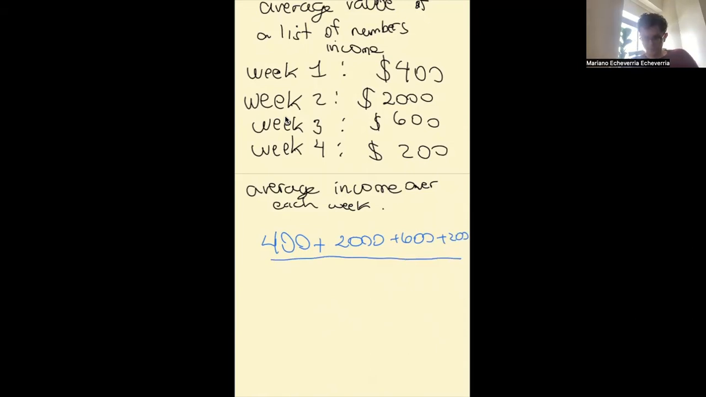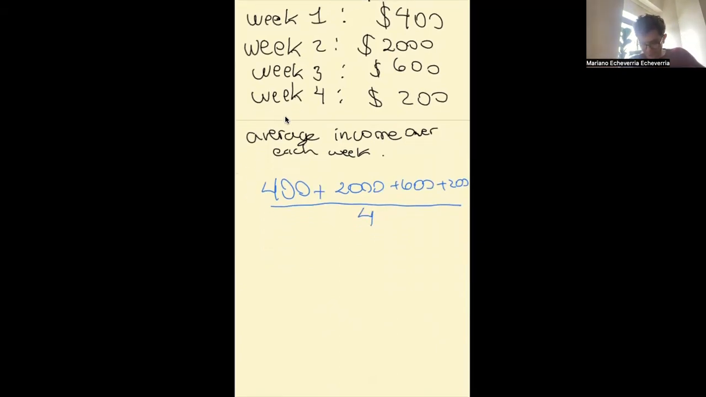And then you divide that into the number of weeks, because here we were talking about weeks. So you would do four, and that's 3,200 over four, and that's, you know, $800, right?